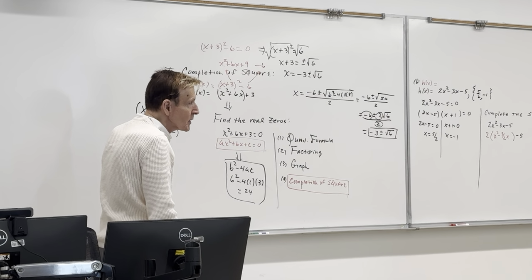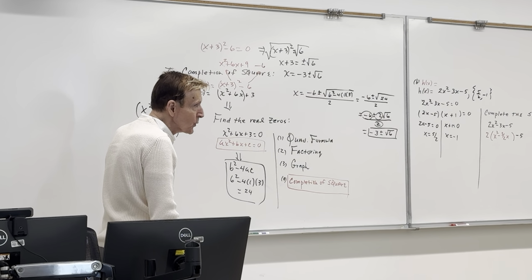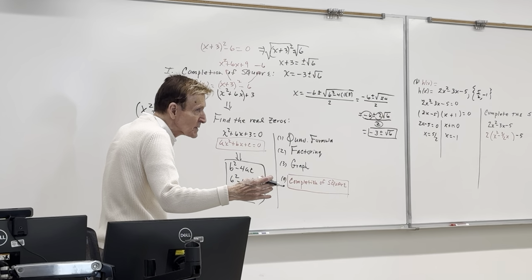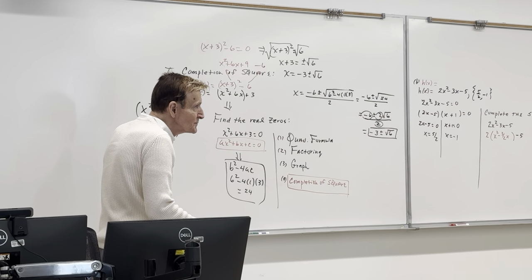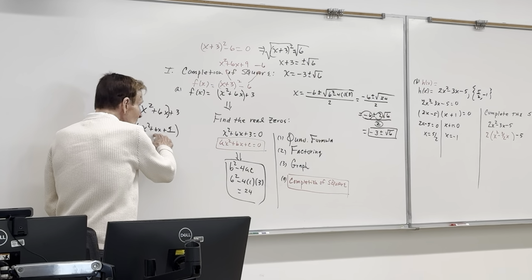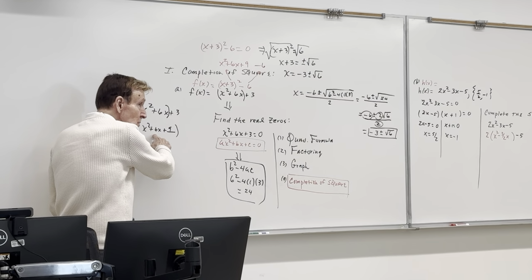Now, where on earth would you get that 9 if you don't see it quickly? There's a little process. Some textbooks will show you. You take half of that middle coefficient and square it. Half of 6 is 3, squared is 9.